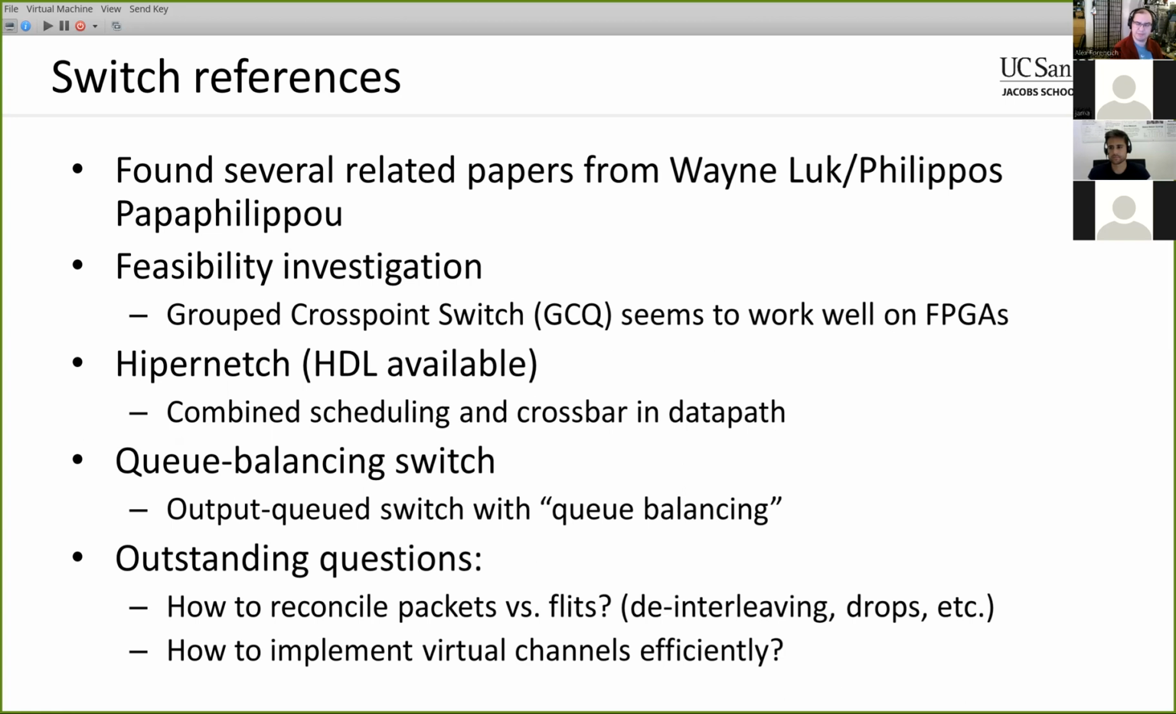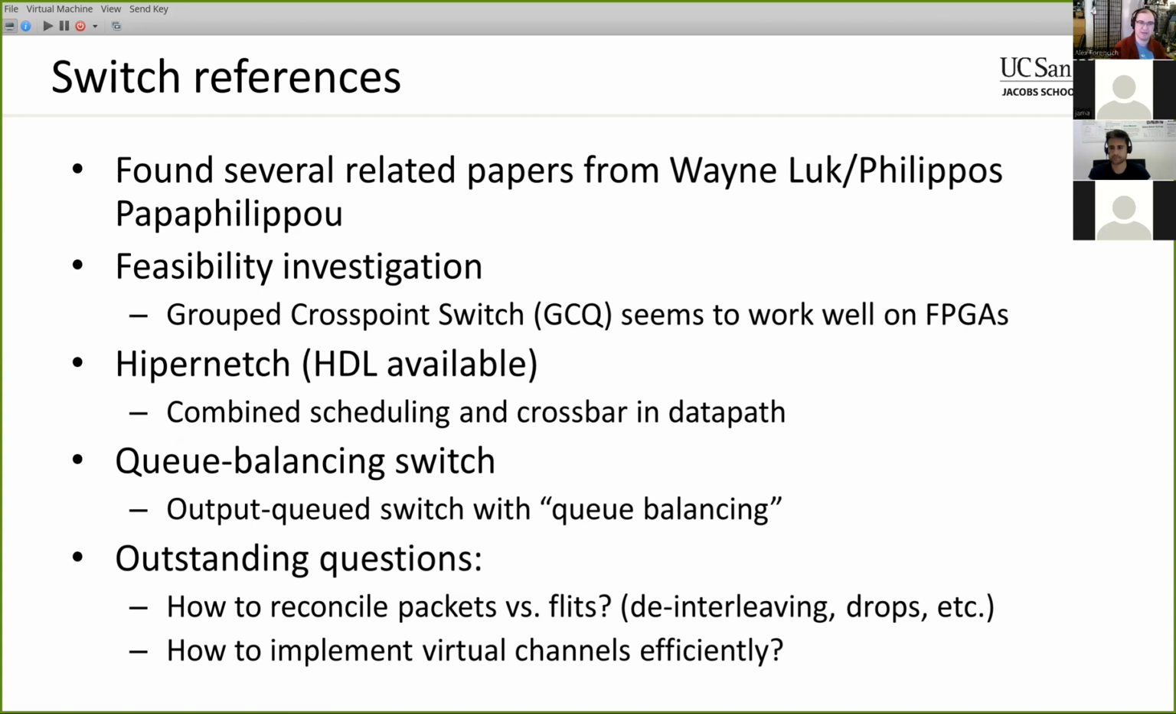And then they have a third paper on what they call a queue balanced switch. It's basically an output queued switch with a round robin queue balancing scheme on the input, which I guess improves buffer utilization inside of the output queued switch. But from the second 2 papers, I have a couple of outstanding questions. Maybe I'm missing something important here.